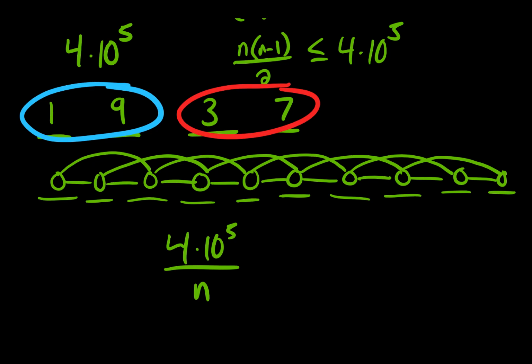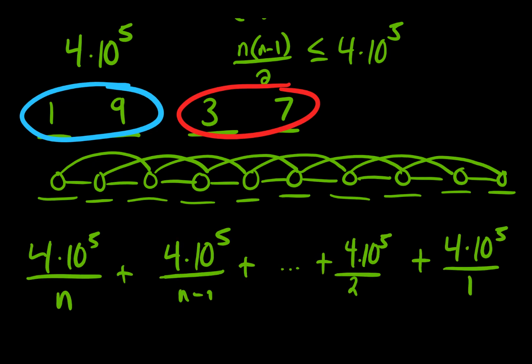So you're just amortizing it over the number of nodes. Yeah, because the total degree is about 400,000, and so each node has about 400,000 over n degree. And so this will be the cost of doing one removal. So the total runtime is this over n plus this over n minus 1 plus this over n minus 2, all the way down to 400,000 over 1. Does it make sense where all this is coming from?